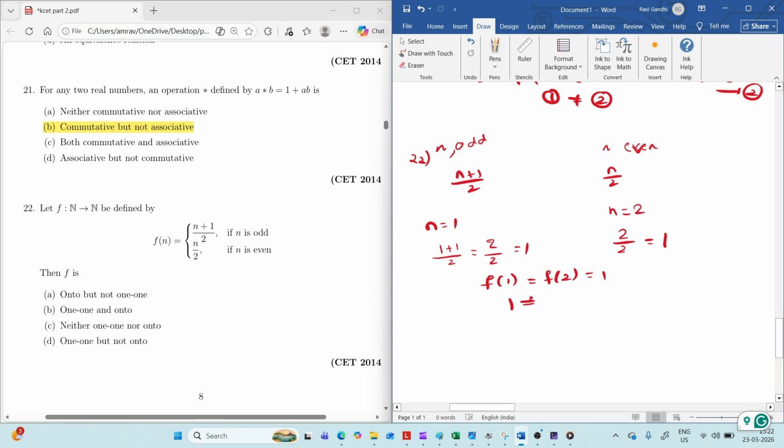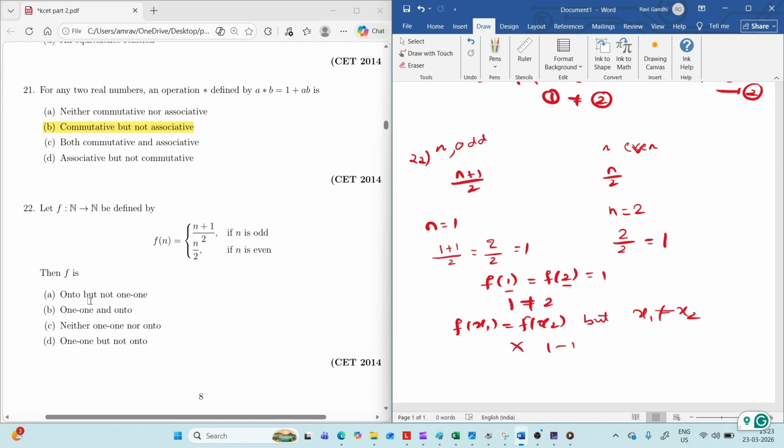But 1 is not equal to 2, that is, this and this value are not equal. So basically what is it? f of x1 is equal to f of x2, correct? f of x1 is equal to f of x2, but x1 is not equal to x2. So what does this imply? If this is the condition, what does it imply? It implies that f is not 1, 1. So you can eliminate the option. Option D is eliminated, option B is eliminated. So now comes the doubt between A and C.